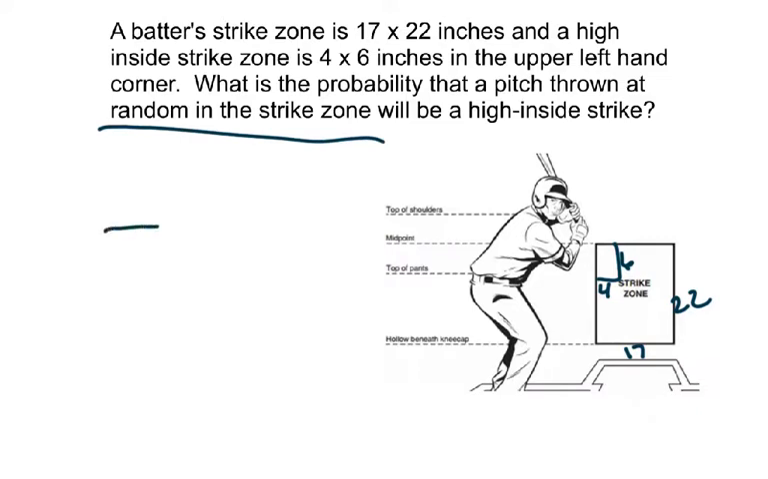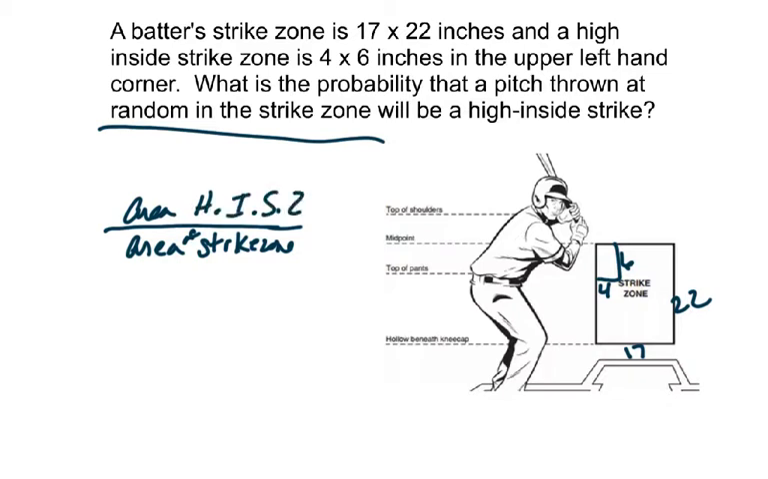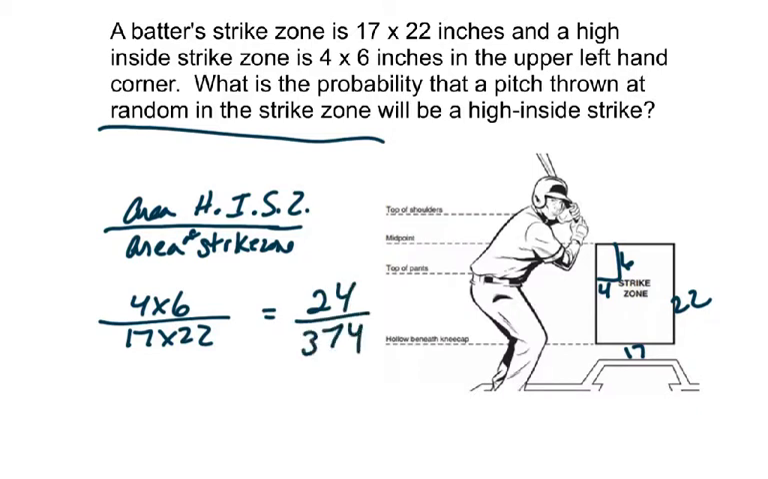So my sample space is going to be the area of this whole strike zone. And then the successful part is the area of the high inside strike zone. So in this case, 4 times 6 over 17 times 22, which is going to give us 24 over 374 as the probability that a pitch thrown in the strike zone will also be in the high inside strike zone.